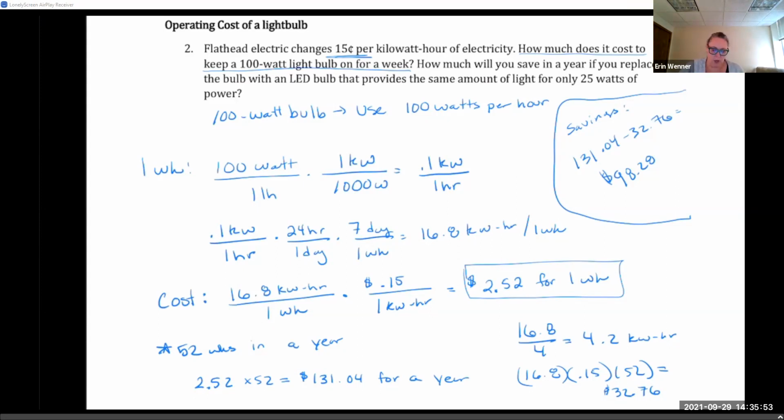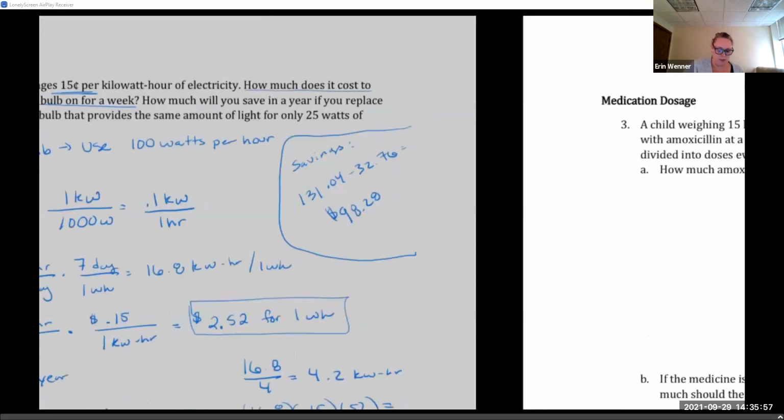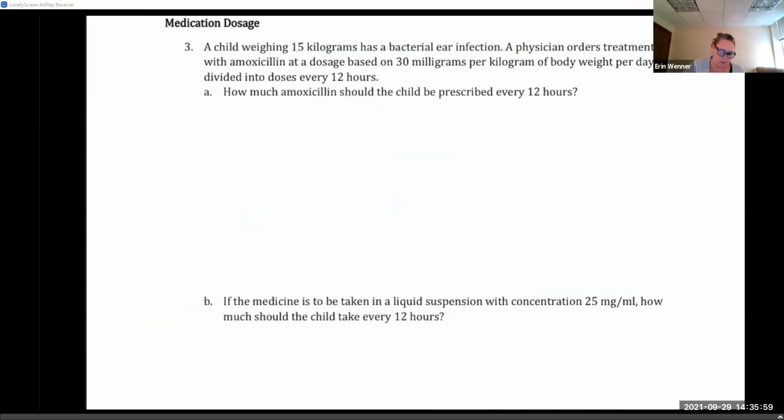So on the next page, we're drugging kids. We have to deal with medical dosing. Number 3 says the child weighing 15 kilograms has a bacterial ear infection. A physician orders treatment with amoxicillin at a dose based on 30 milligrams per kilogram of body weight per day, divided into doses every 12 hours. How much amoxicillin should the child be prescribed every 12 hours?